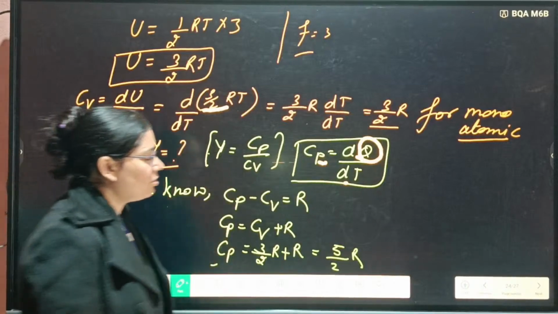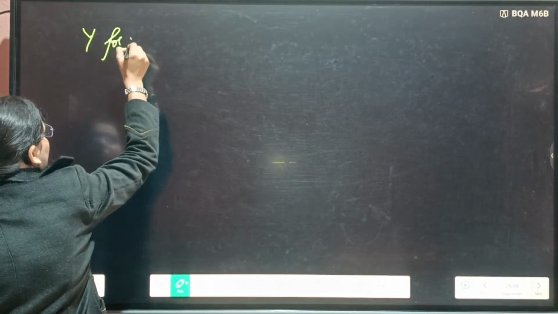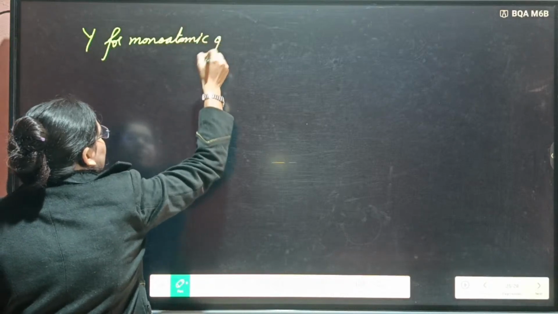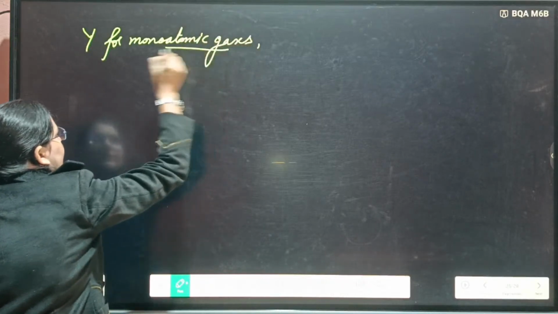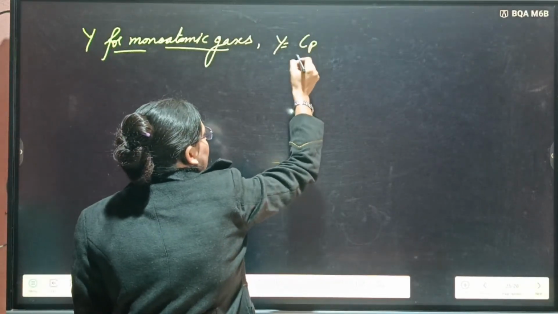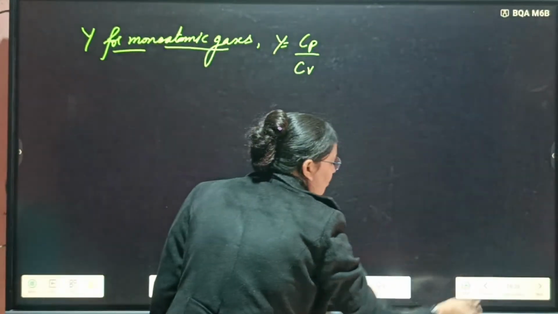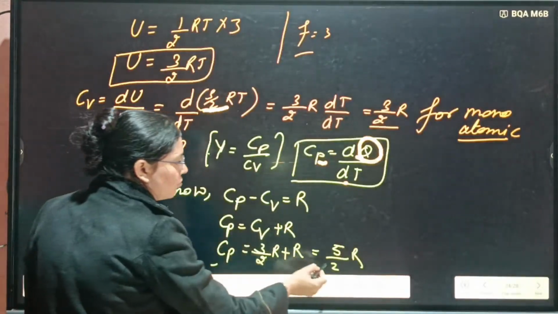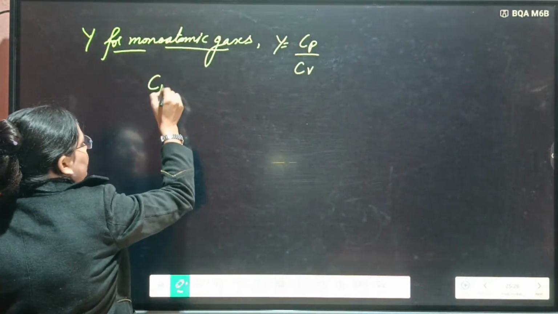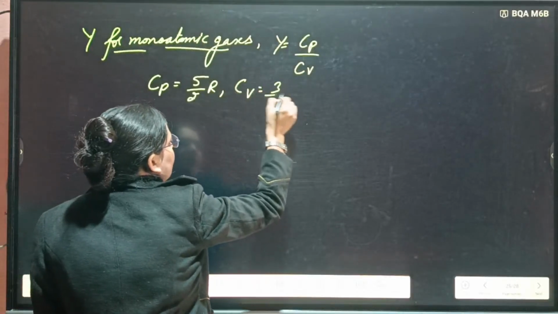Then we have to find out gamma. So gamma for monoatomic gases, किसके लिए? मोनोएटॉमिक गैसेस के लिए. So how can we write there, gamma is equal to Cp by Cv. तो Cp हमारे पास क्या है बेटा? दोनों की वैल्यू हम पुट करेंगे यहाँ से उठा के. Cp is equal to 5/2 R and Cv is equal to 3/2 R.